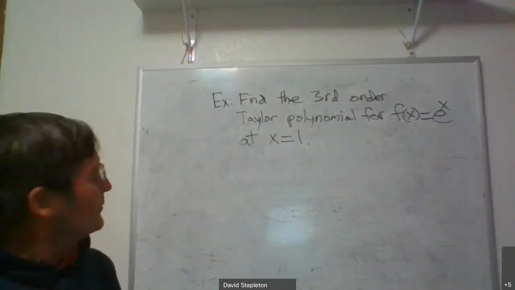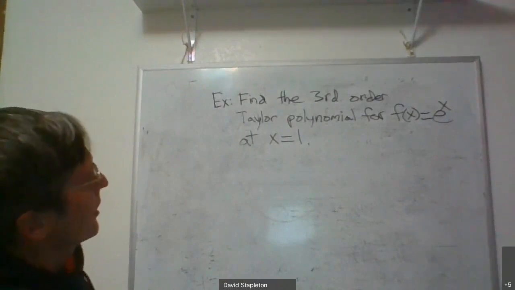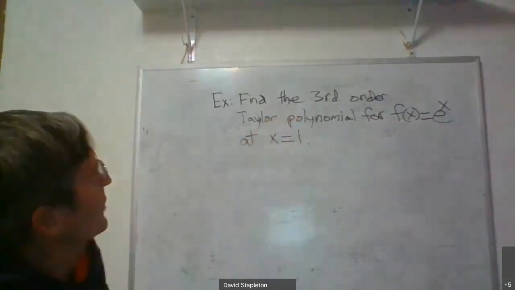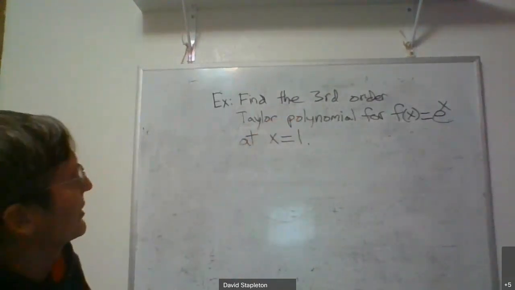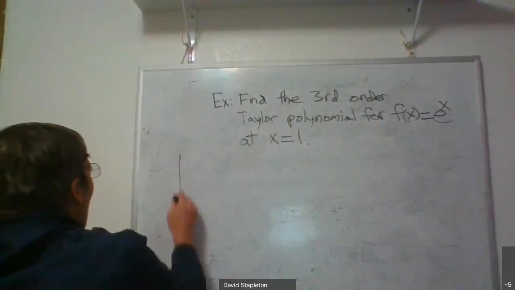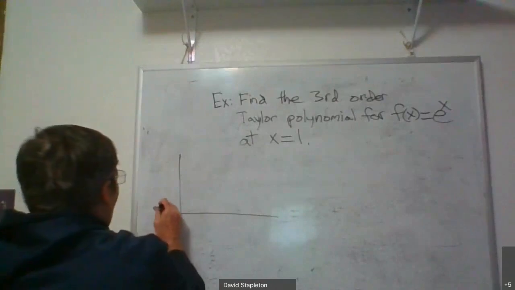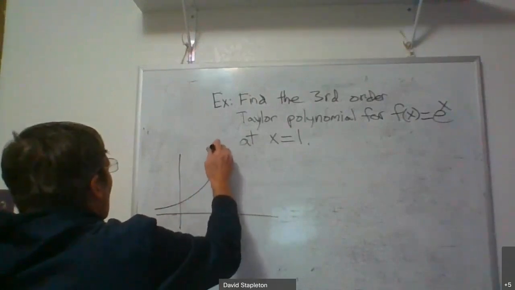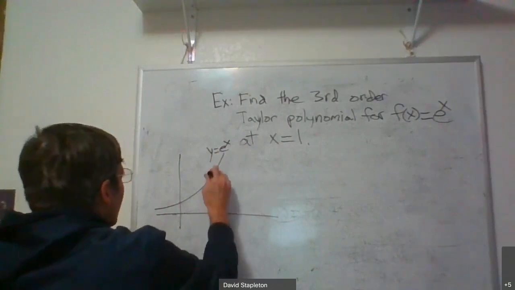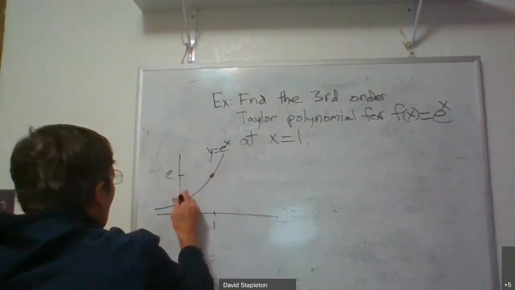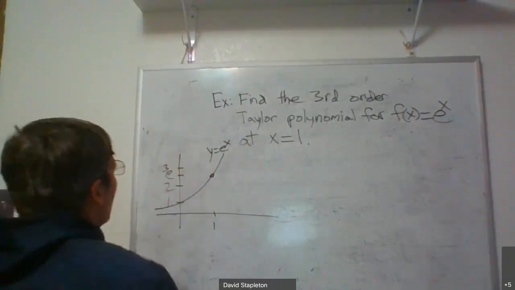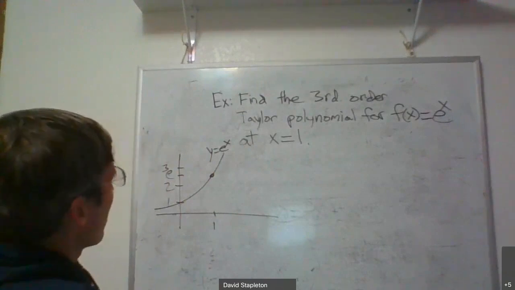All right. So what is the third order Taylor polynomial that will approximate the exponential function when I'm near x equals 1? I already know it's going to mess up. How do I know it's going to mess up when I get far out? It's because y equals e to the x looks like this, an exponentially growing function. At x equals 1, it's equal to e, and so it goes through 1, e.